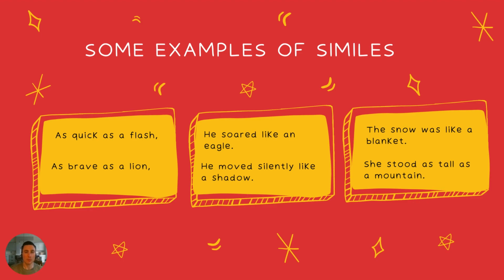And then finally I've got a couple more. The snow was like a blanket. She stood as tall as a mountain. And you can see these similes compare one object to another, and they're really effective at describing and painting a picture for the reader.